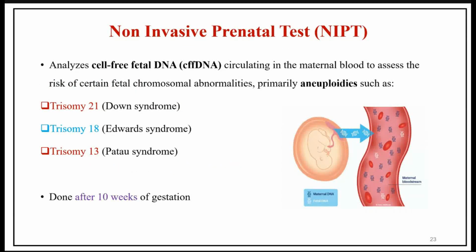Now we come to the last screening method, that is non-invasive prenatal testing. It actually uses cell-free fetal DNA that circulates in maternal blood, and this can assess the risk of certain fetal chromosomal anomalies like trisomy 21, trisomy 18, and 13. It can be done after 10 weeks of gestation. Yes, sir.